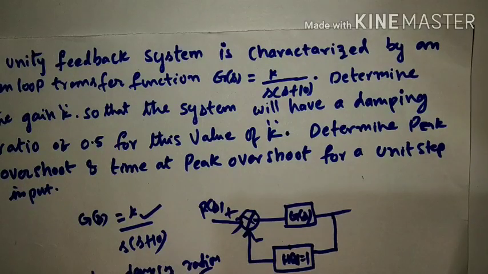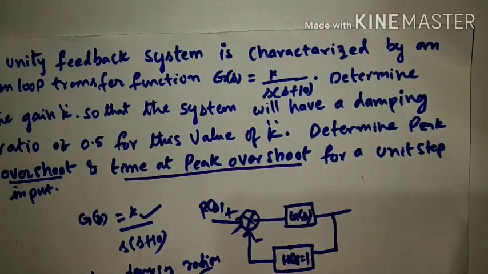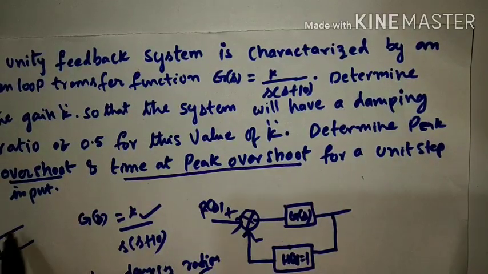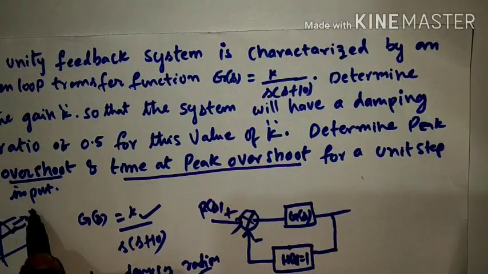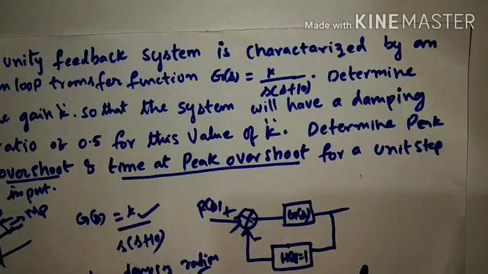So we have to find the maximum peak overshoot and the peak time, the time at peak overshoot. This is the response, and this is the peak time, from here to here. So these two parameters, along with the gain, you have to find.